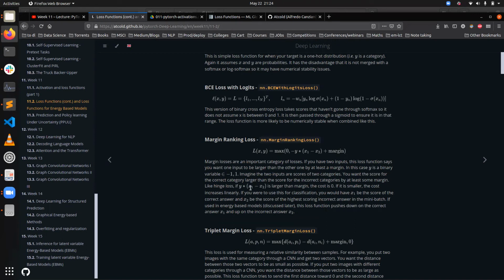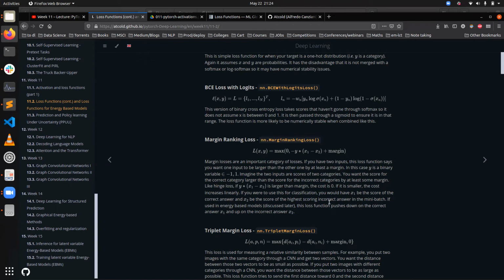And y just tells you which one of these should be larger. I think that's what it means. So y is either -1 or 1. If you want x1 to be larger, y takes a particular value. If you want x2 to be larger, then y is the other value. If you were to use this for classification, you would have x1 be the score of the correct answer and x2 the score of the highest scoring incorrect answer in the mini batch.